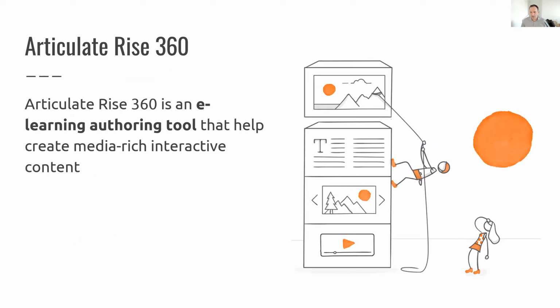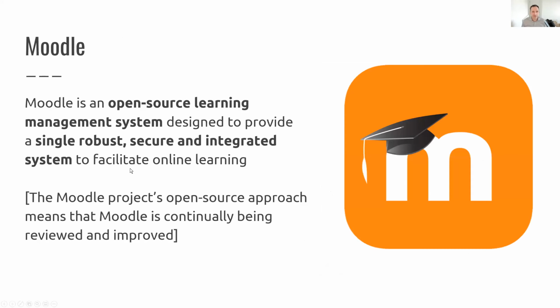So let me just say quickly what these different systems are. Articulate Rise 360 is one of many different e-learning authoring tools that we use. It's not free, unfortunately. In fact, it's a little bit expensive, but it is a very good tool for creating media-rich interactive learning content, and also a very good tool in terms of managing versions and supporting that kind of review and editing process that I spoke about a moment ago.